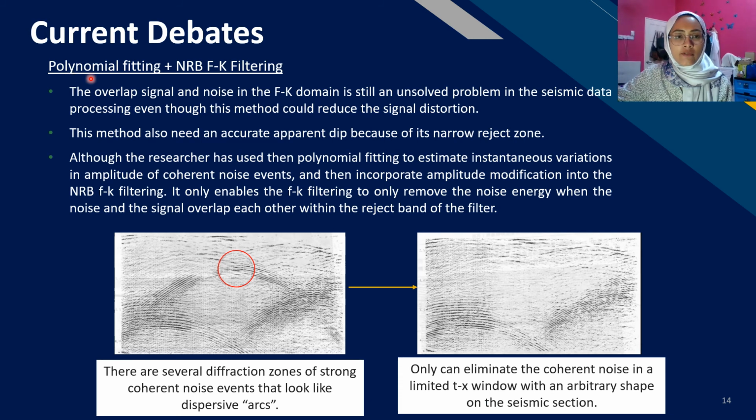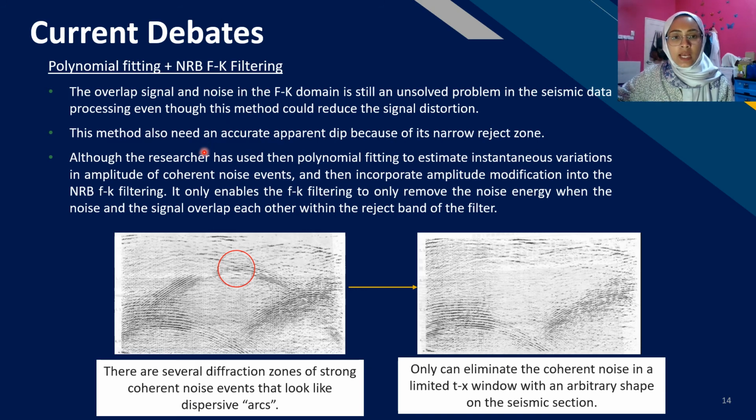Moving on to the current debate for polynomial fitting plus NRBFK filtering, although this advanced method can minimize the signal distortion compared to conventional FK filtering, the overlap of signal and noise in the FK domain is still an unsolved problem in seismic data processing, even though this method could reduce the signal distortion. This method also needs an accurate apparent velocity because of its narrow reject zone.